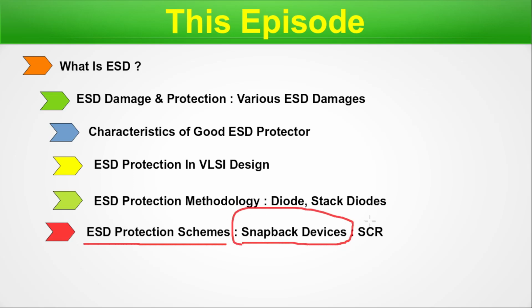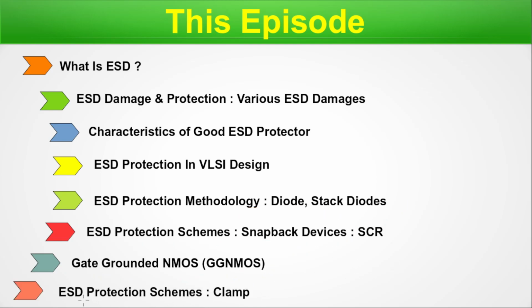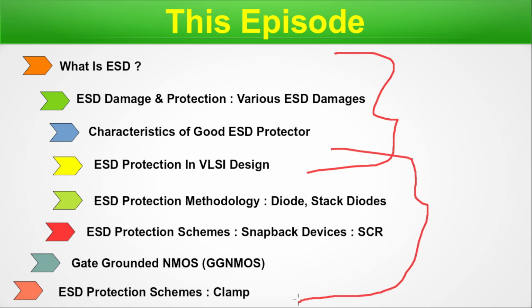One of the most popular snapback devices which is used is SCR. Next, we will talk about another snapback device, that is GGNMOS, that is gate grounded NMOS. Finally, we will cover the various ESD protection schemes, that is the type of different clamps that are used for the ESD protection. In today's episode, first we will talk about the ESD damages and qualities of good ESD protection, and in the next section we will talk about what we do in the VLSI design, and we will go up to the cell level where we use the different devices to protect from ESD, and we will talk about various schemes that are used to protect from ESD.